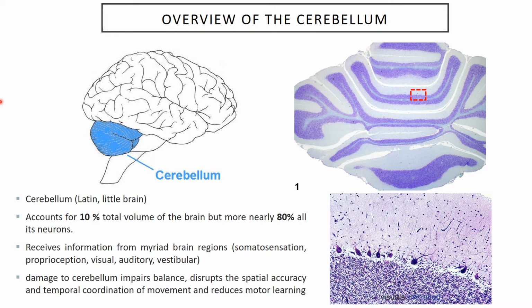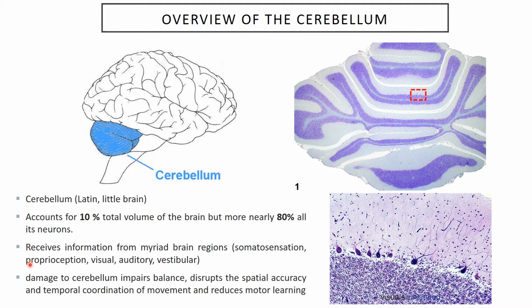So here's a brief overview of the cerebellum. Cerebellum is Latin for little brain. Bellum is diminutive, and so it's little. And like cerebral cortex, the cerebrum is brain, and to call it cerebellum means little brain. Very cute. The cerebellum accounts for just 10% of the total brain volume, but as we talked about in the very first lecture of this course, it actually contains nearly 80% of all of its neurons.